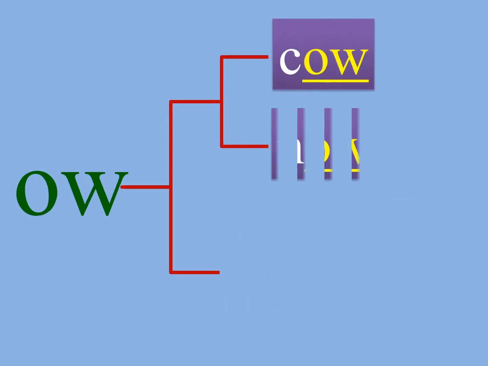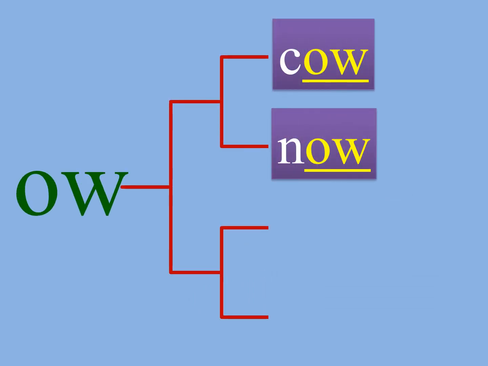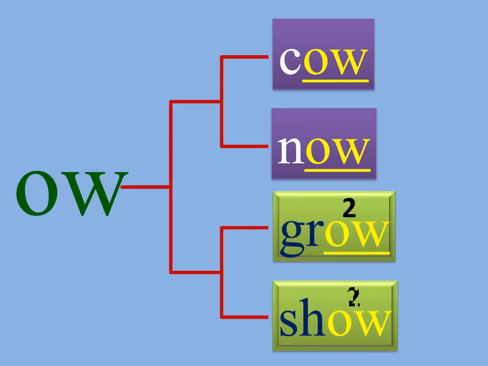The last sound for today is ow, o. It can have two possible sounds. It will either say ow as in cow or as in now. The second sound is o as in grow or show. So the two possible sounds for this are ow and o.